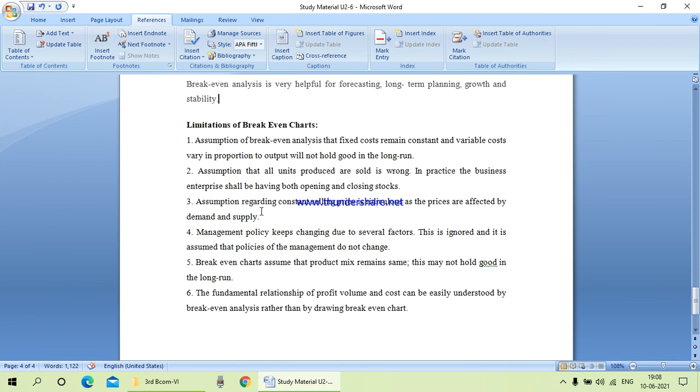Then limitations of the chart. These are the limitations of the break-even chart. One, the assumptions of break-even analysis that fixed cost remains constant and variable cost varies in proportion to output will not hold good in the long run, that we have seen while discussing the break-even analysis also. The assumption that all units produced are sold is wrong. In practice, the business enterprise will have both opening and closing stock.